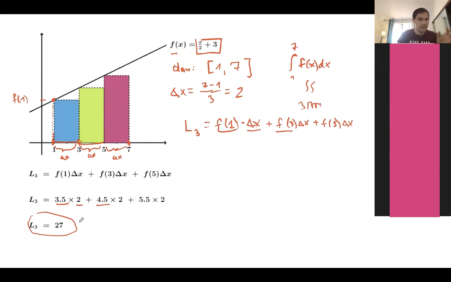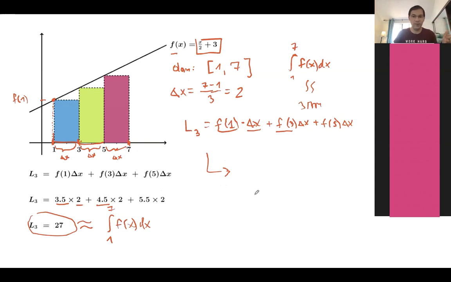So 27 will be the approximation of the definite integral from 1 to 7 of this function f. And you can check that using the fundamental theorem. For example, you get a number that's very close to this one, the integral of this function f dx. So that was the construction L3.